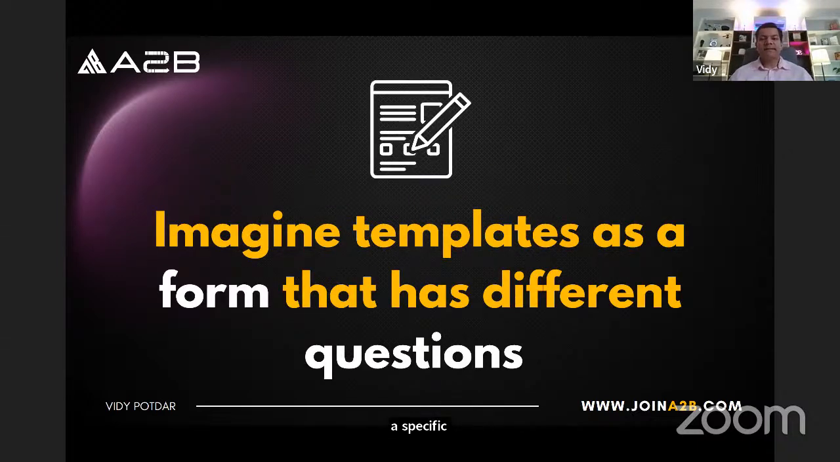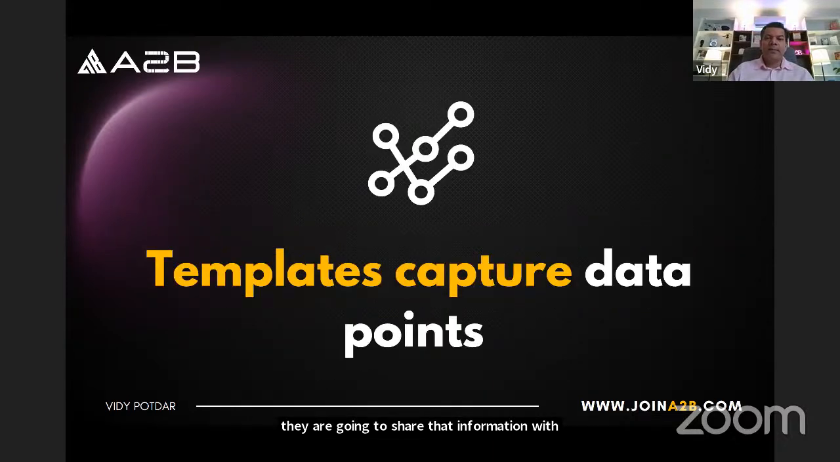So imagine templates as a form, like an HTML form that you see on any website, and a form that has different questions. And what are these questions? These questions are about information that companies want to collect and then share either with a government department, or with their customers or suppliers, depending upon who they are going to share that information with. So templates capture data points that companies want to store on the blockchain.